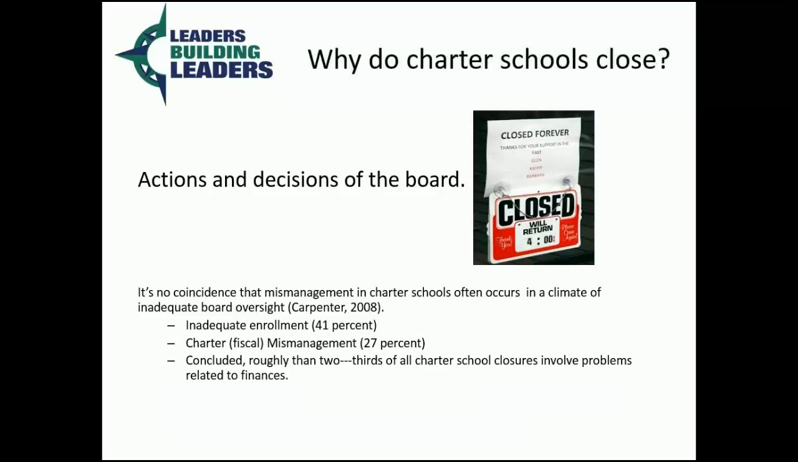And this is a perfect segue right into it. The actions and the decisions of the board are why they close, and it's very clear that finances are the number one reason why charter schools close. However, the mismanagement of the finances comes from poor oversight on academics, poor oversight on enrollment, poor oversight on payroll, right? Third-party contracts. I mean, just a constant mismanagement, and the oversight of that management is the problem.